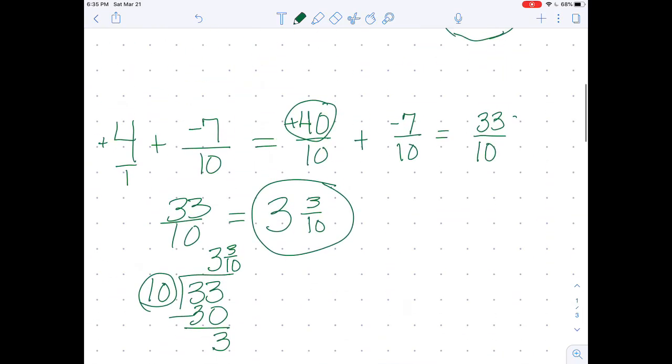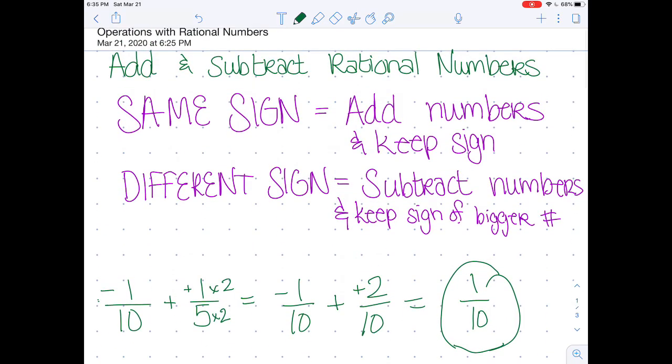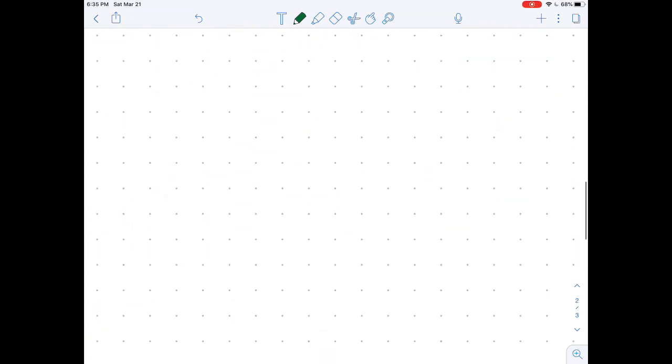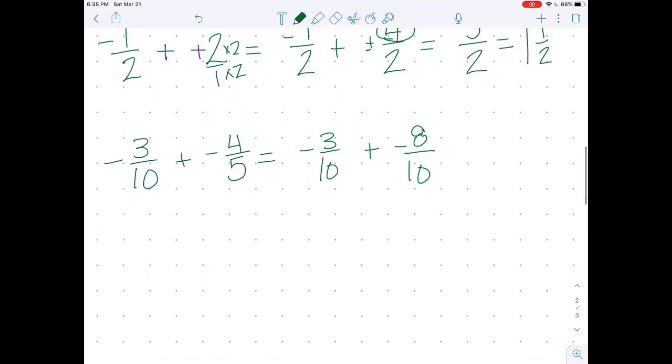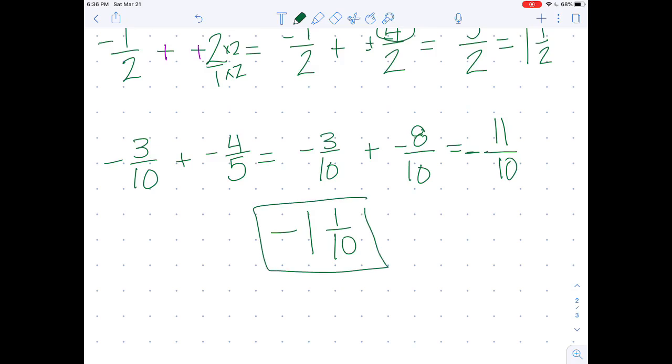Now, same sign. What was our rule? Same sign means we add the numbers and keep the sign. So 8 plus 3 would be 11 over 10, and we keep the sign. They're both negative, so our answer is negative. Then we can simplify this because 10 goes into 11 one time, and there's 1 left over. So our answer here would be negative 1 and 1/10. And that is how we add and subtract rational numbers.